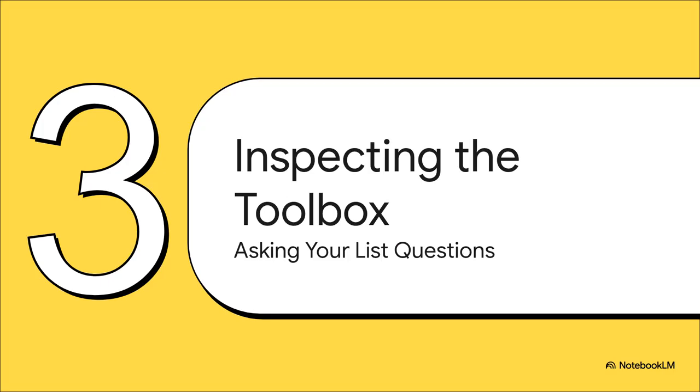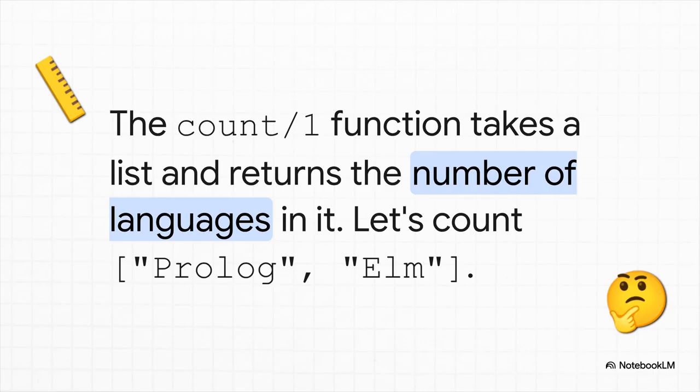A good toolbox doesn't just let you build and take things apart. It also has to let you measure and inspect your work. So how can we ask our list some questions to get information about itself? Let's start with a really simple question. Exactly how many items are in our list? For that, we're going to pull out our count/1 function. It's basically our measuring tape. We just give it one argument, our list, and it's going to tell us exactly how many things are inside. And the answer is 2. Simple, clean, direct. The count function did its job perfectly. A nice, straightforward tool for a straightforward question.